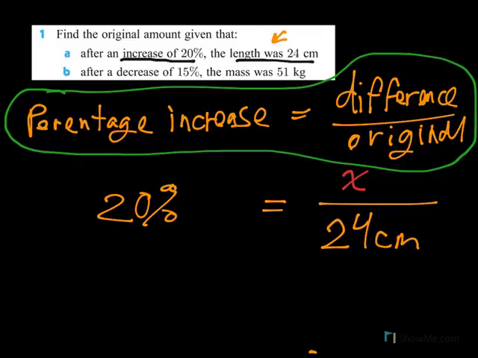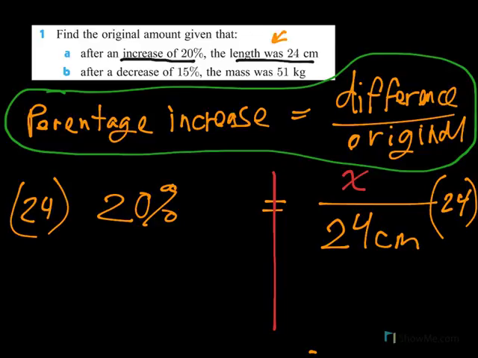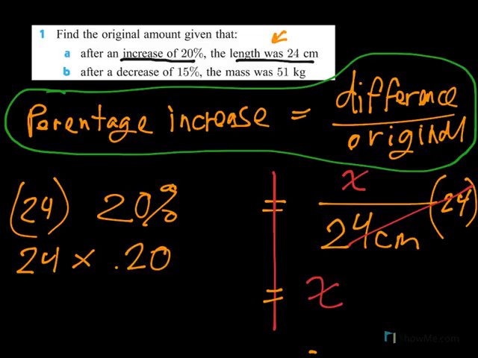So now we're basically into algebra. We have our equation, x divided by 24 equals 20%. We need to get x by itself. How do we do that? We simply multiply by 24 on both sides. That cancels out the 24, and leaves us with x equals 24 times 20%, which is 0.20. And now we have 4.8 centimeters.